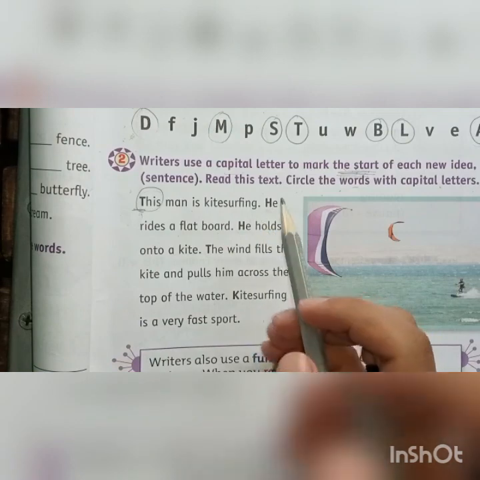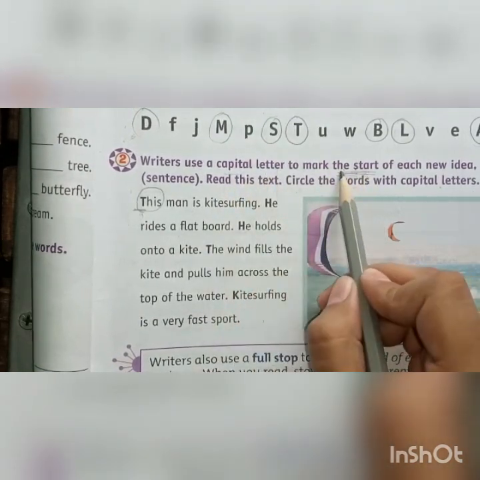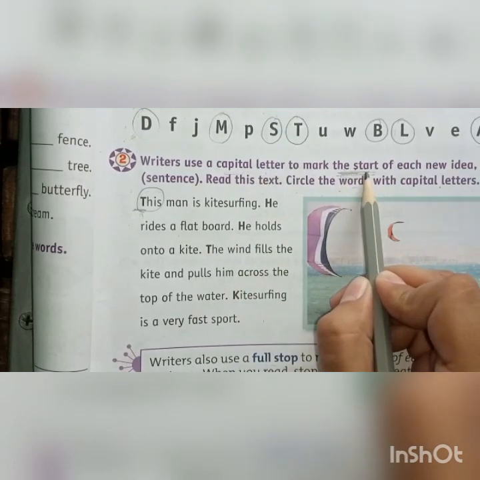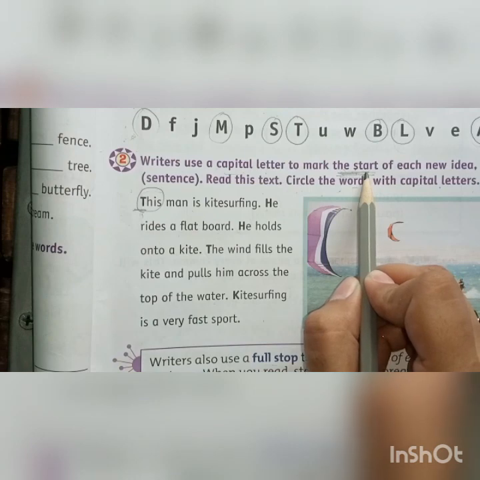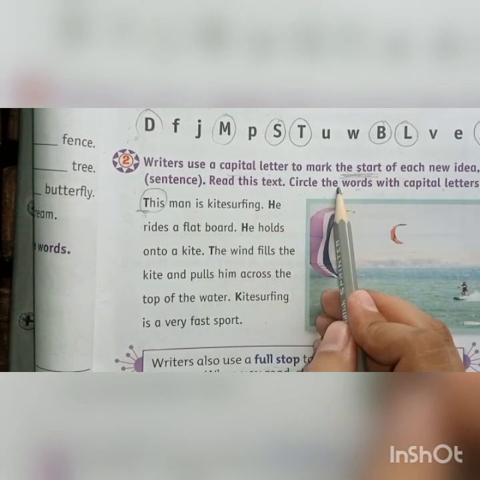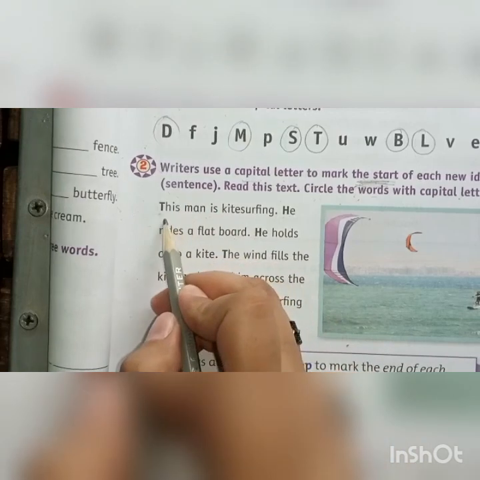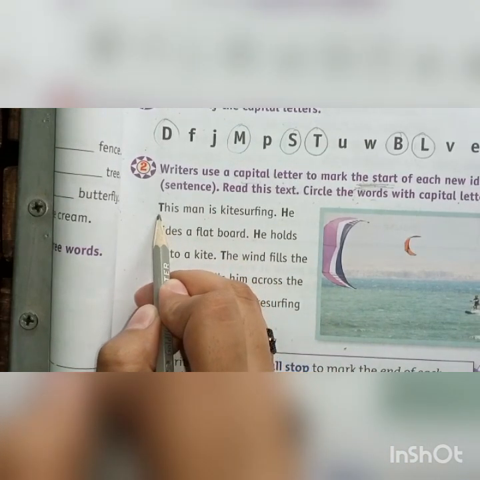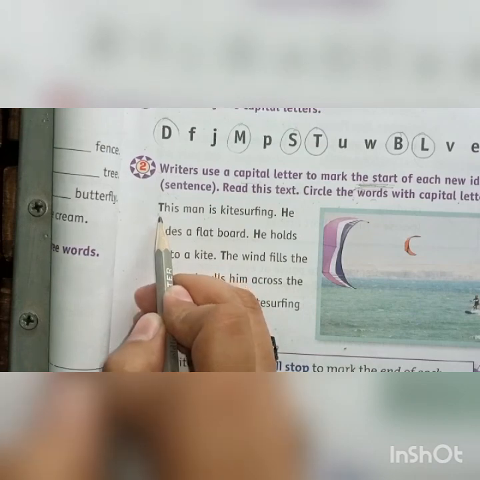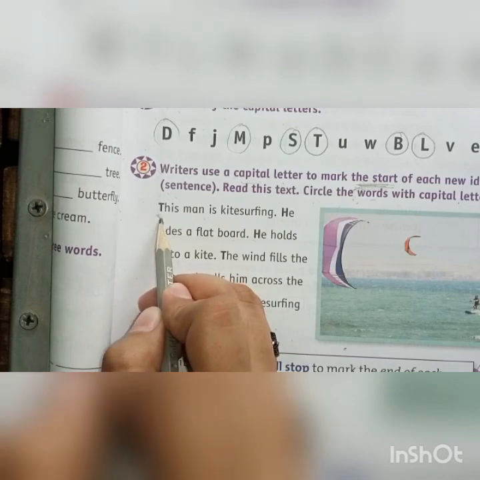In our question number 2, we will see the use of capital letters. A capital letter is used at the start of each sentence, or you can say that a sentence always begins with a capital letter. In question number 2, we have to circle the words with capital letters. Now read line number 1. This man is kite surfing. In this line, the word this starts with a capital letter T because T is the first letter of this sentence. So in this line, we will circle this.